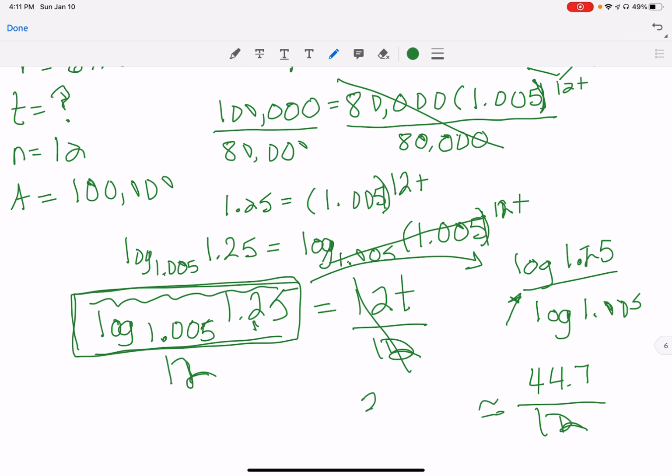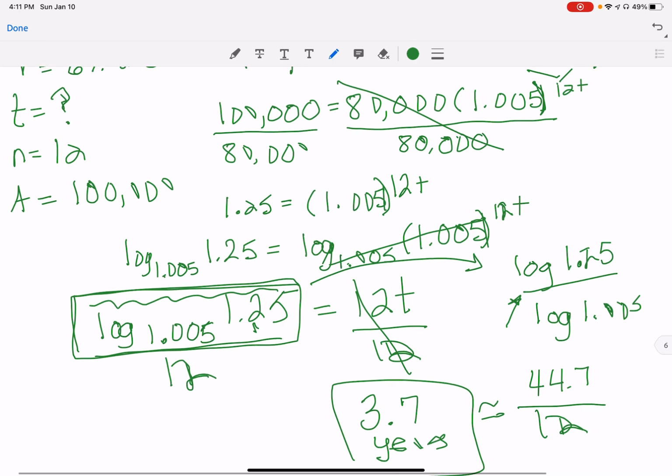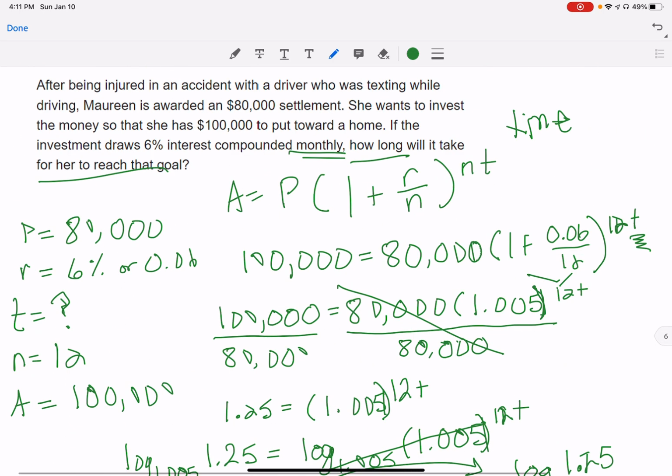Okay, and we end up with 3.7. So it'll take about 3.7 years to reach, and all of that was done to find the number of years it'll take to reach that $100,000 that Marine is trying to reach.